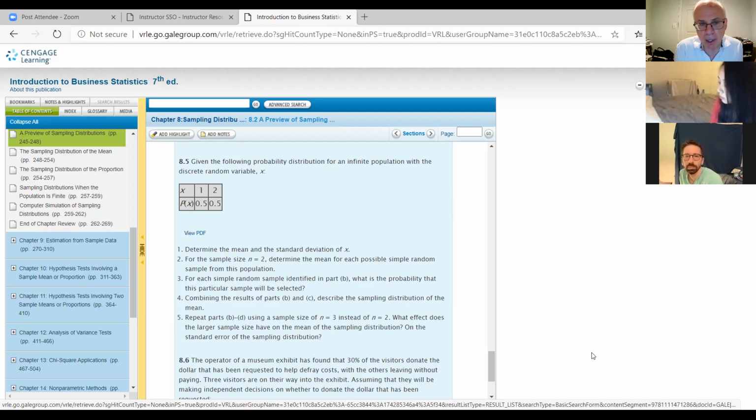It's not even saying what it is. It's not describing what 1 and 2 measure. So we just know X has two values, 1 and 2, and they both have equal probabilities of occurring. That's what that little table says. So the mean and standard deviation, easy to do. You simply multiply the values times the probabilities, and add up the products, you get your mean. And the standard deviation, you subtract.